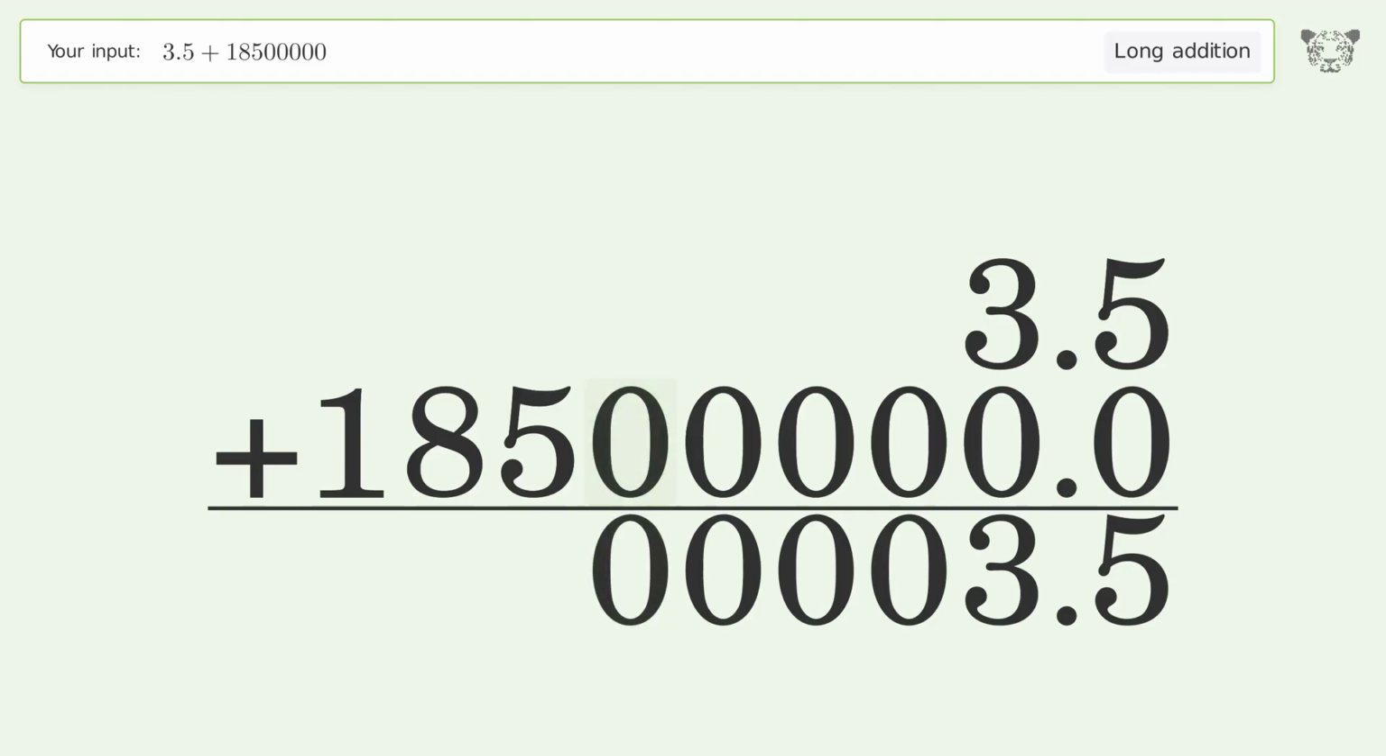Write 0 in the 10,000s place. Write 5 in the 100,000s place. Write 8 in the millions place. Write 1 in the 10 millions place. And so the final result is 18,500,000 3.5.